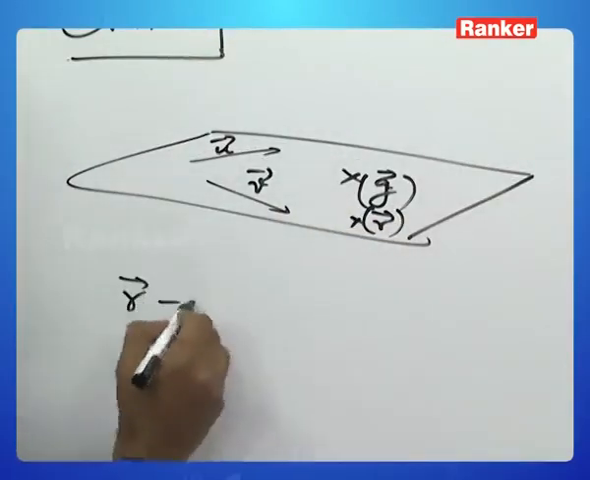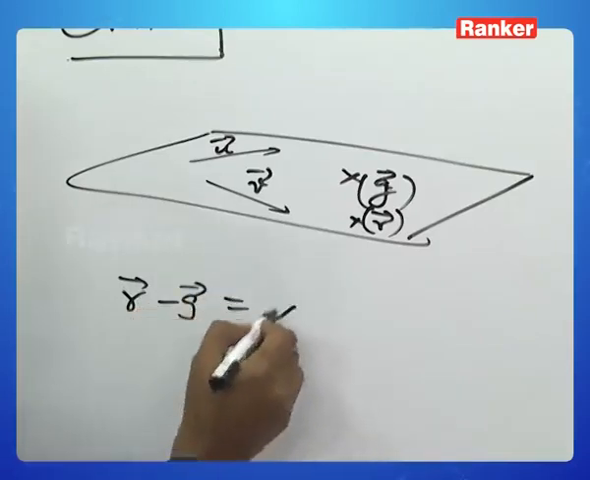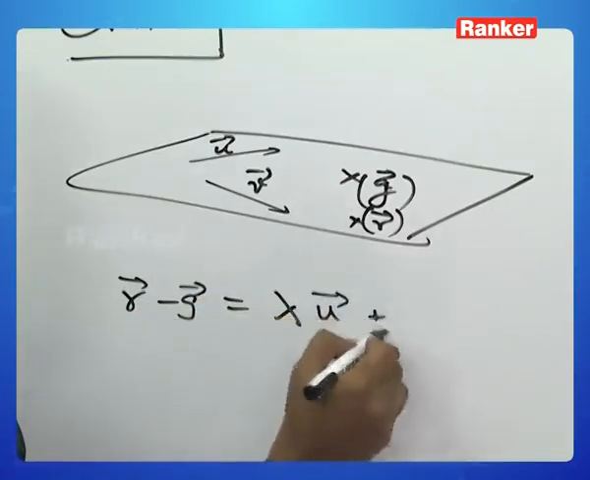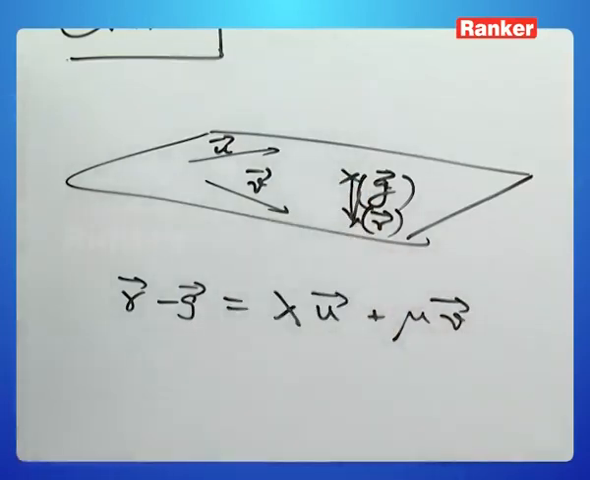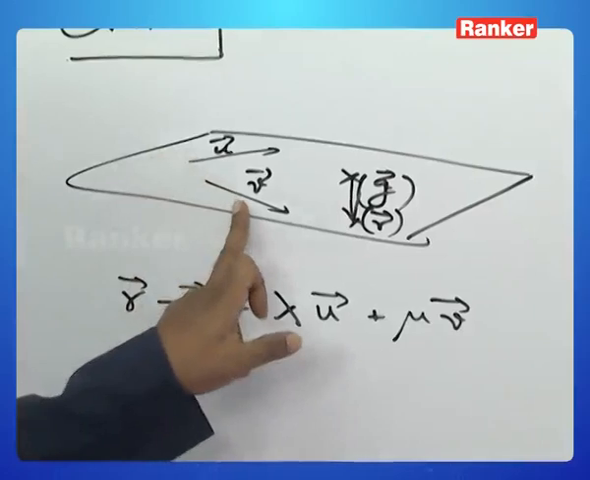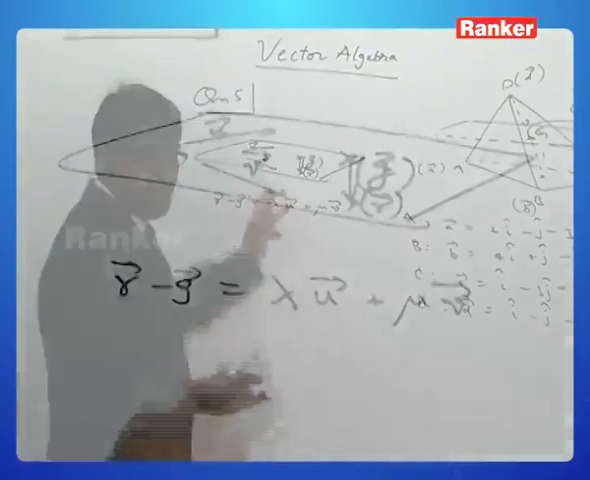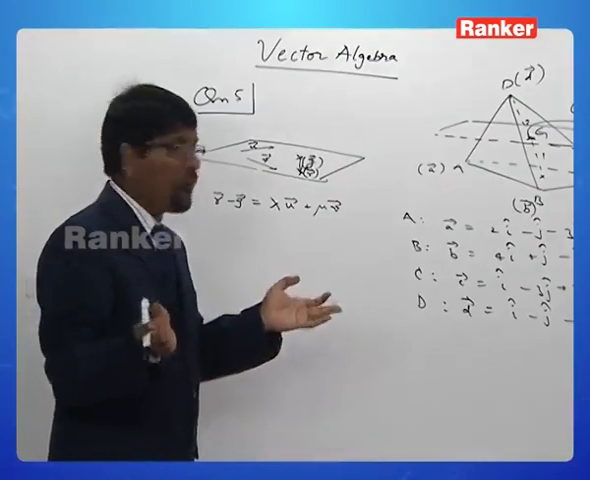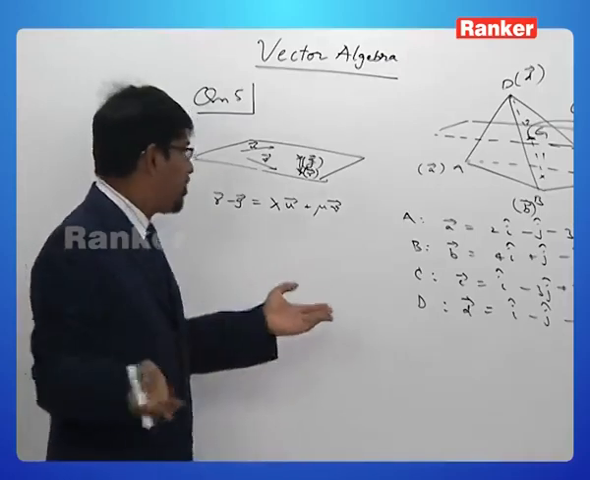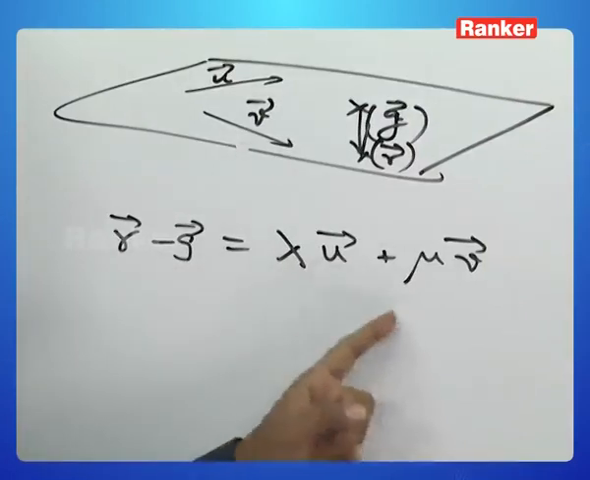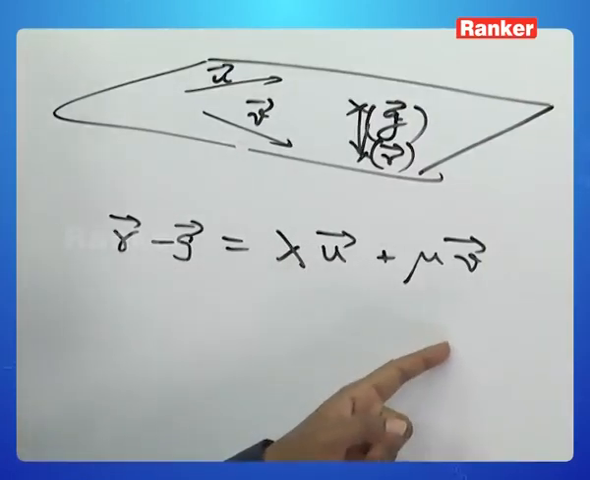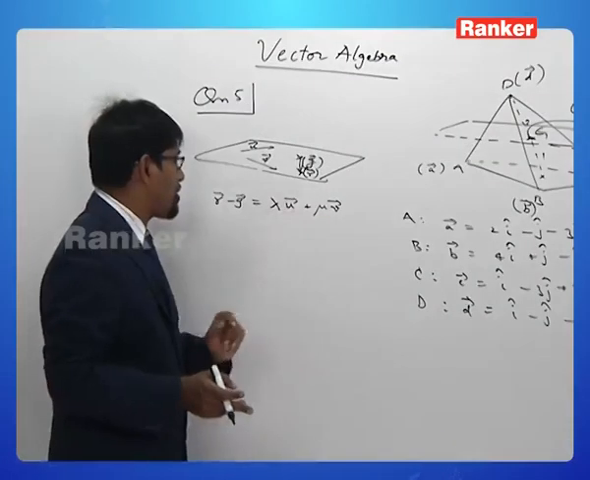R bar minus G bar can be written as lambda times U bar plus mu times V bar, because R bar minus G bar is going to be a vector in the plane. U bar, V bar are two non-collinear vectors in the plane. Two non-collinear vectors which lie in a plane can generate the plane. That means we can write any vector in that plane as a linear combination of those two non-collinear vectors. So we can write like this.